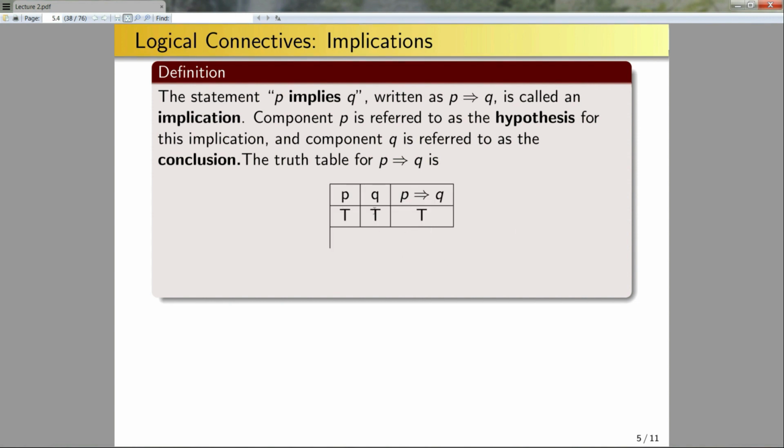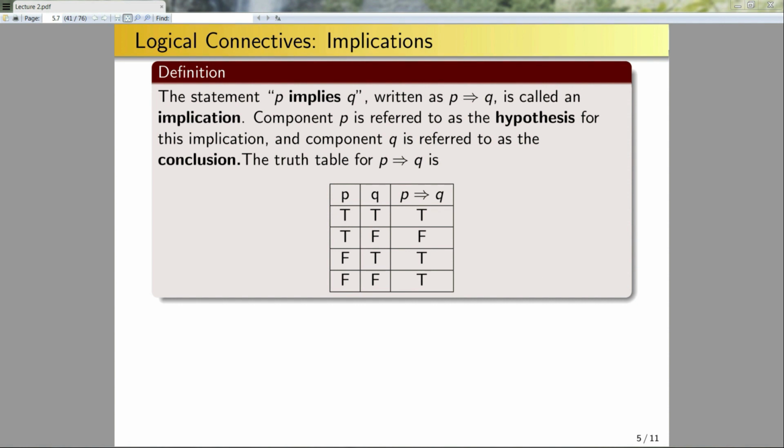If P is true and Q is true, then P implies Q, we'll say that's true. If P is true but Q is false, then we'll say that the implication P implies Q is false. And finally, if P is false, we'll just say that the implication is true. So let's think of why we might want to use this as a truth table for implies. So let's use an analogy.